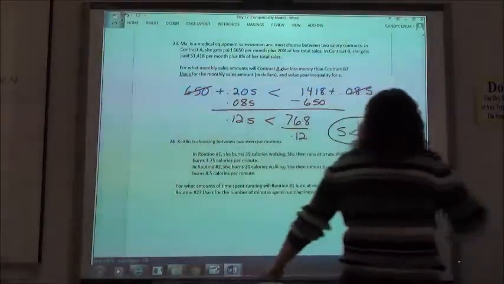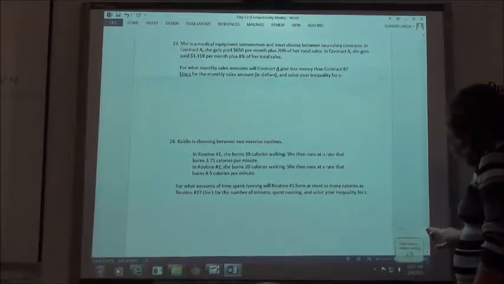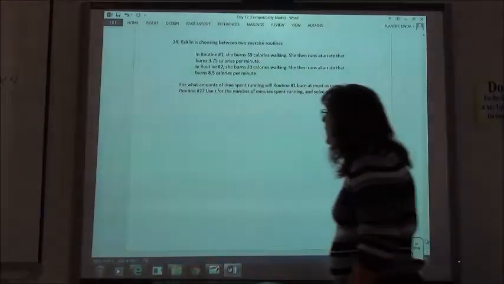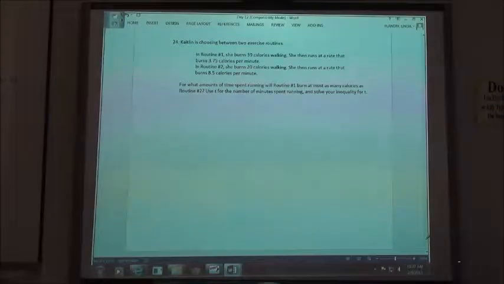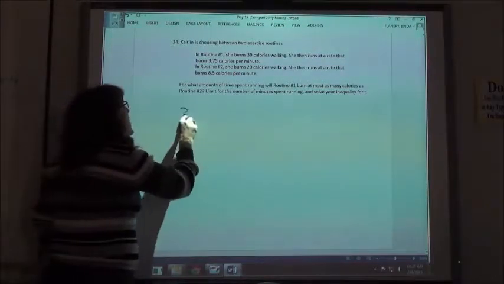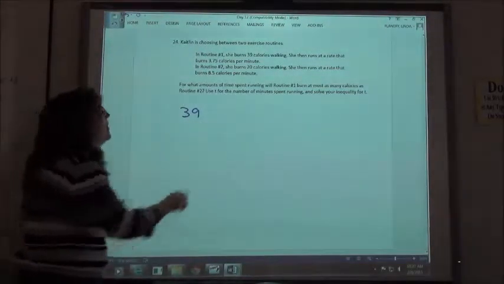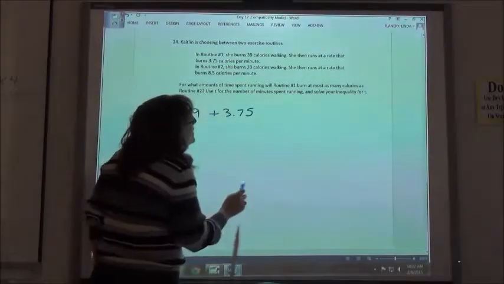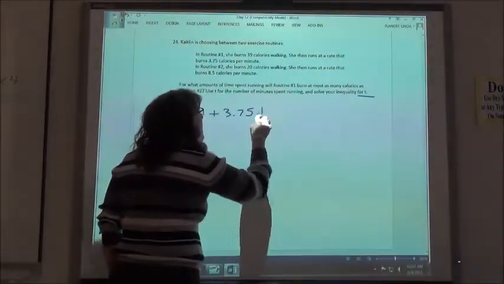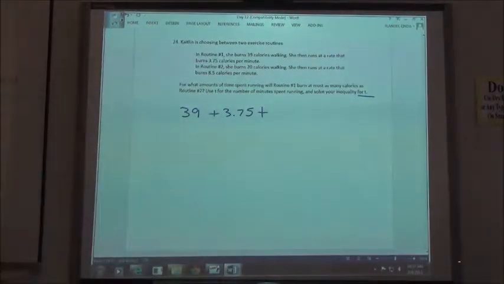And one more. Caitlin is choosing between 2 exercise routines. In routine 1, she burns 39 calories walking, then she runs at a rate that burns 3.75 calories per minute. So she burned 39 calories right away when she walked. Then she burned some more calories, 3.75 per minute, and it says to use T for the number of minutes for the time. So 39 plus 3.75 T.